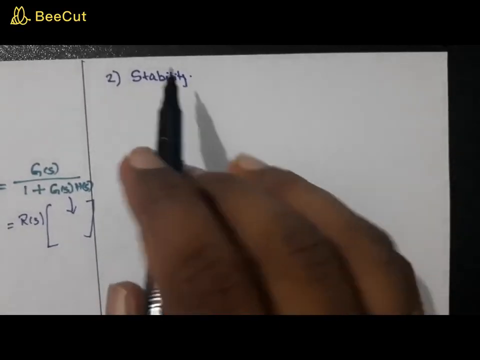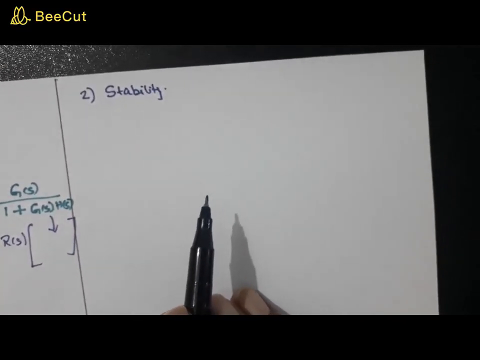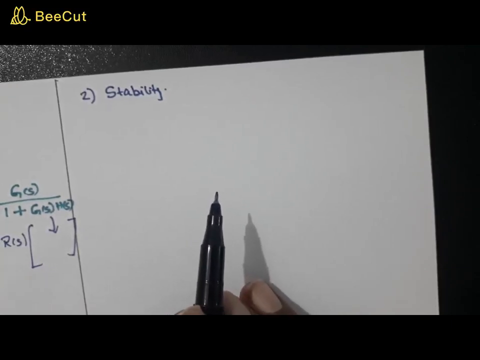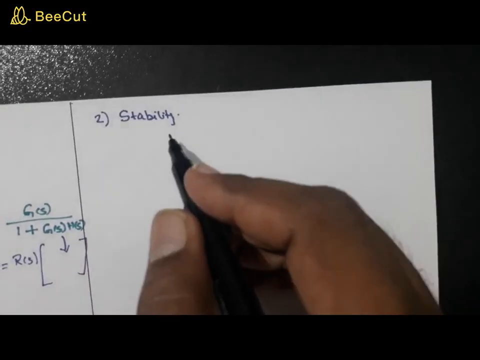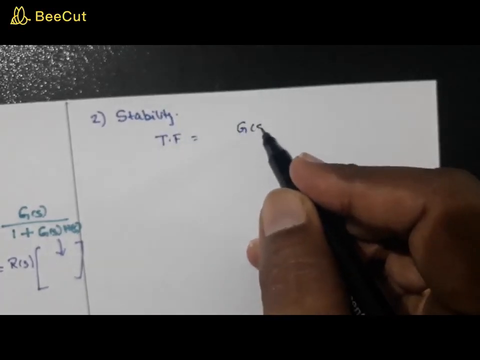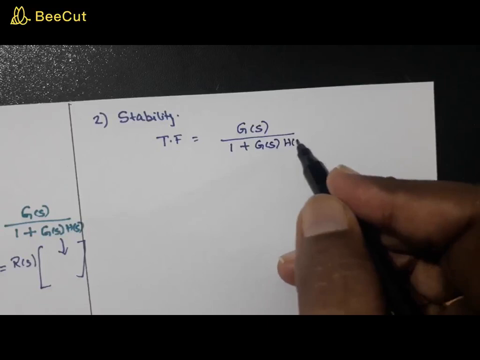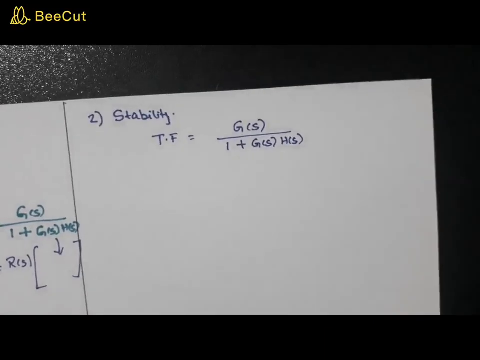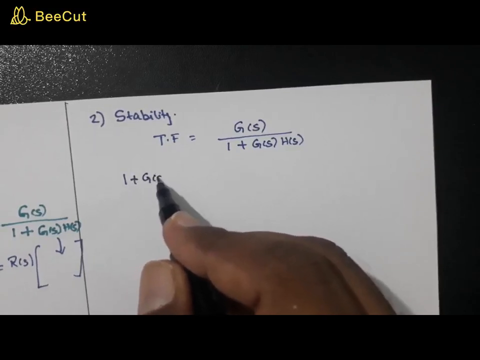The second impact, or effect, is stability of a system. I have explained a bit about stability in the previous video, as well as in our previous classes in signals and systems. So you're aware of this term stability. Now, coming to stability, you know the transfer function, I'm rewriting it again for you. For a negative feedback system, this is G of S over 1 plus GSHS, right? So this is the general equation for a closed loop system. Now what will happen when this 1 plus GS becomes equal to 0?